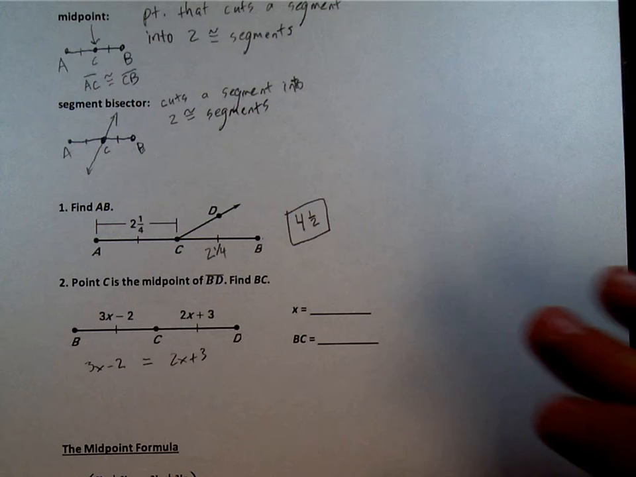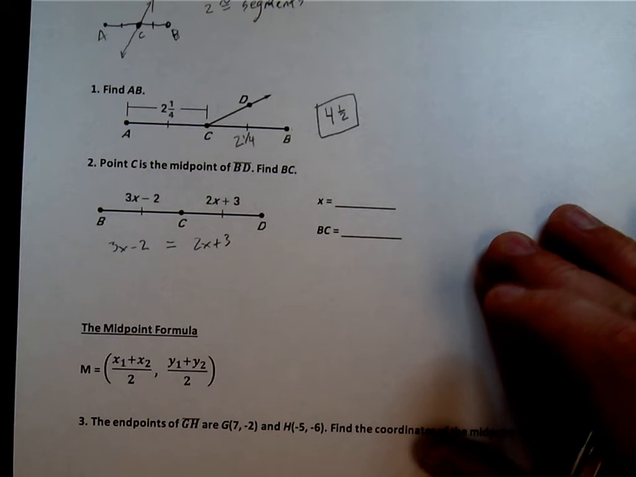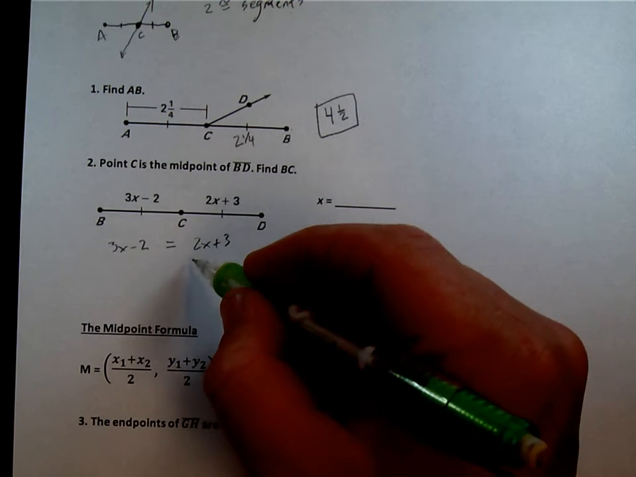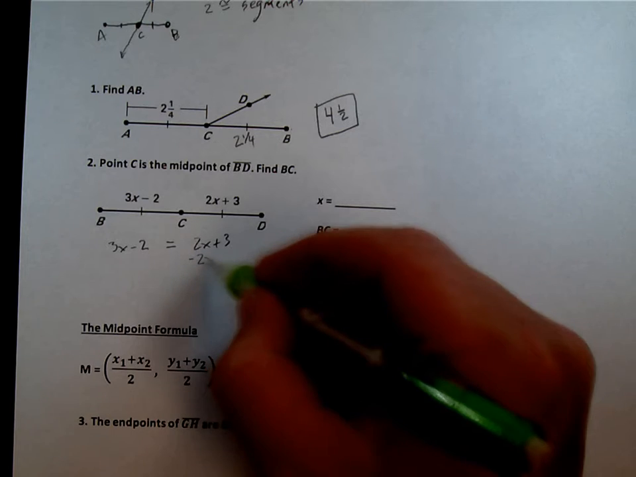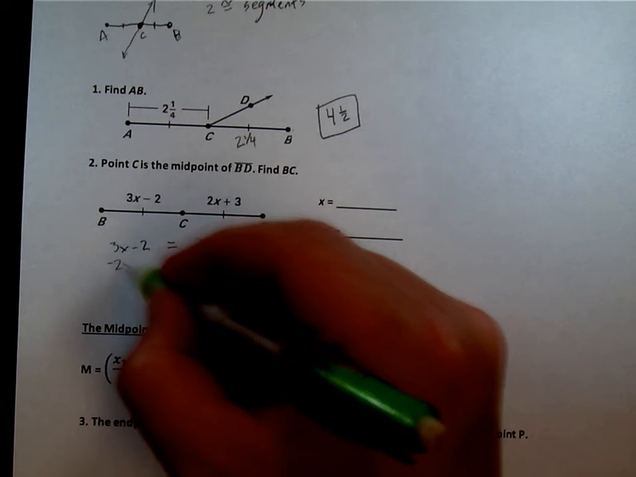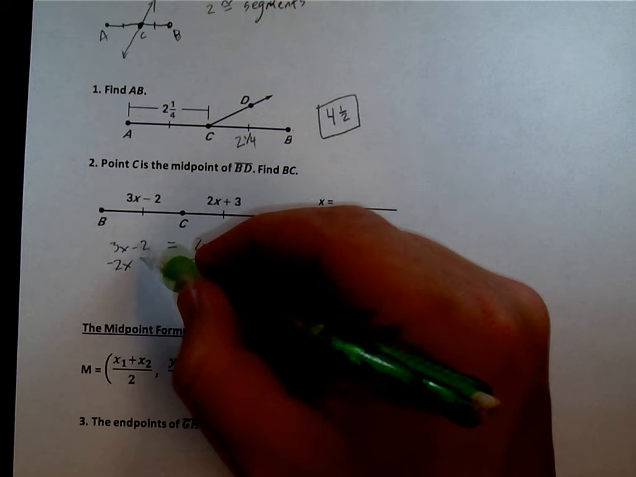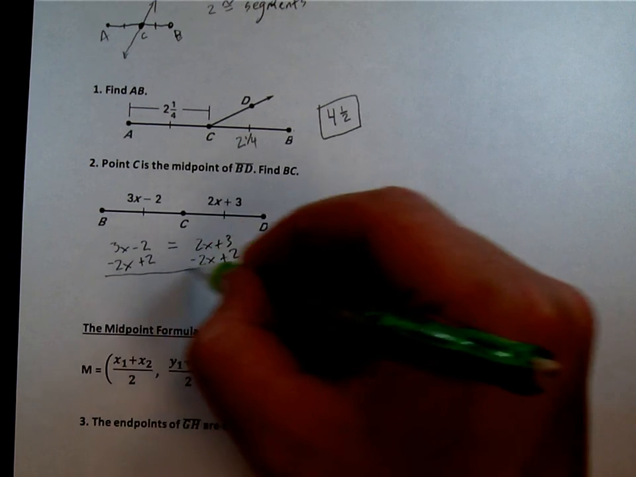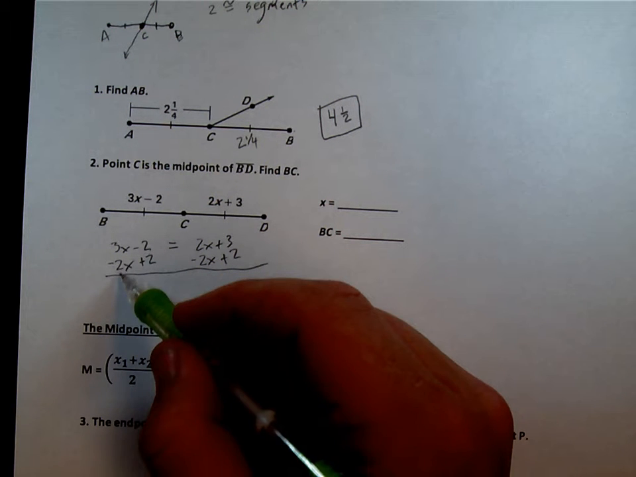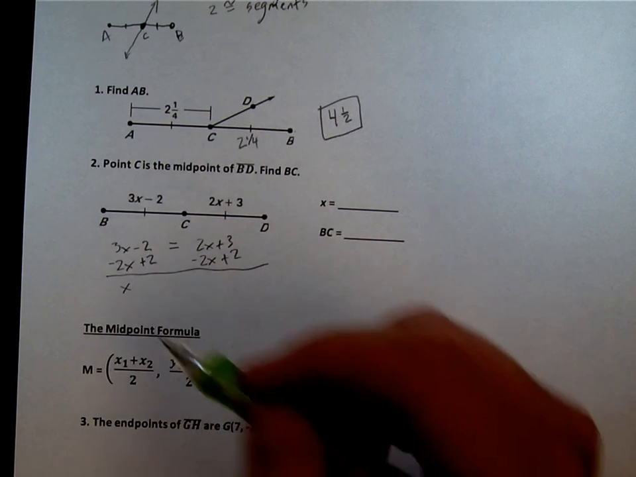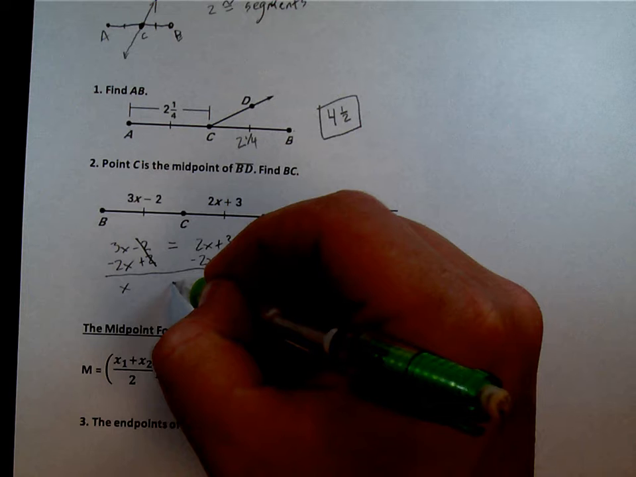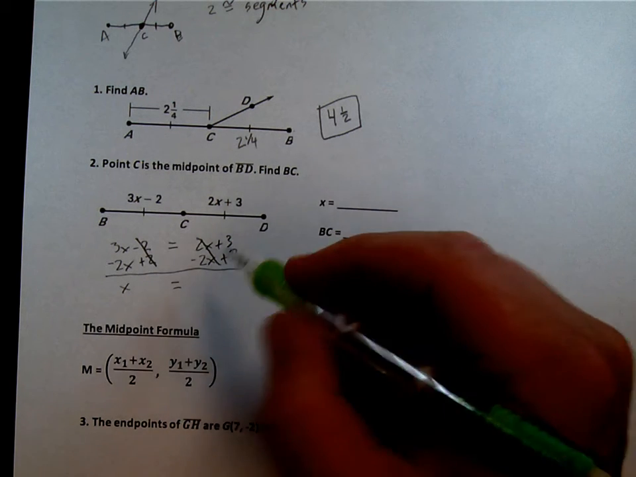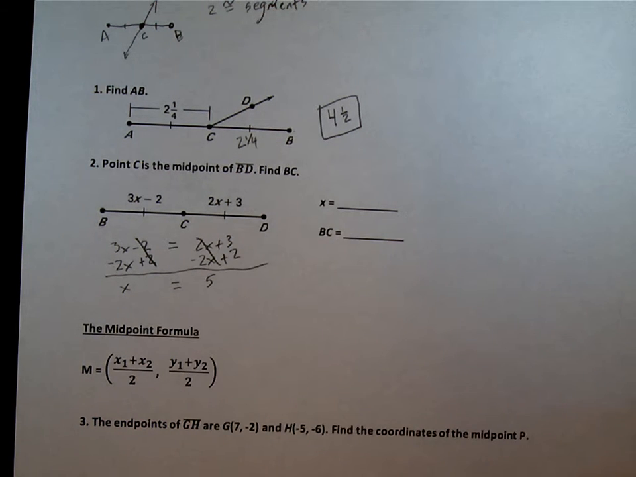And now I have an algebra equation to solve. So we want to put all the x's on one side. So I'll subtract 2x over. And at the same time, I want to get rid of that 2, so I'm going to add it over. I'll do 2 steps at once. So 3x minus 2x is 1x, which I can just write as x. Over here, I get 3 plus 2, which is 5. So I get x equals 5.